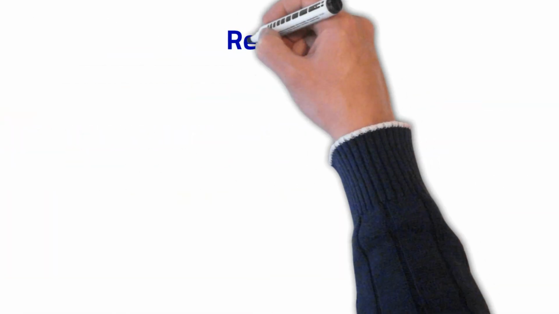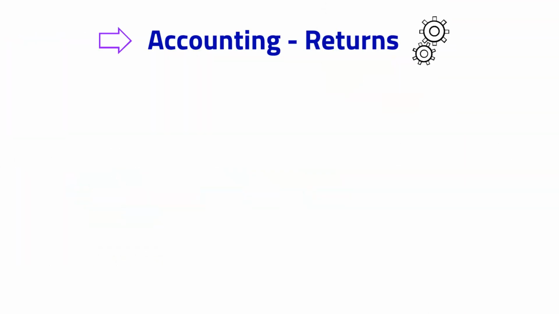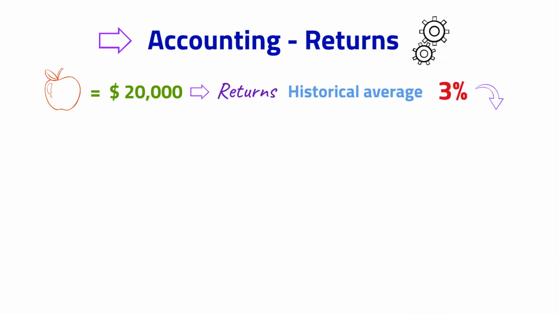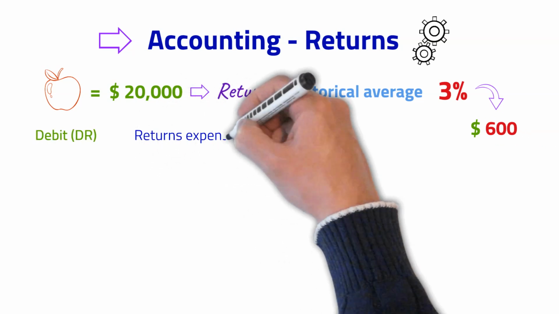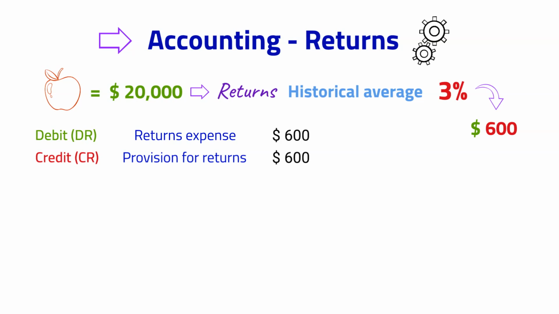For the customer returns, provision logic is the same. We look back and see that historical returns were 3% on $20,000 of sales, so we expect 600 losses. Let's imagine we cannot use apples anymore and need to throw them away. The journal entry would be debit returns expense 600, credit provision for returns 600.